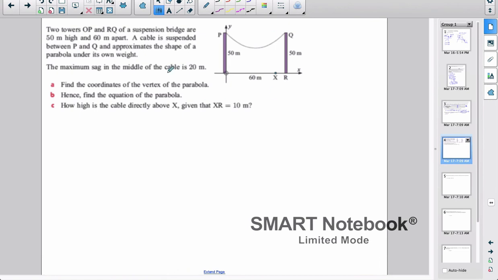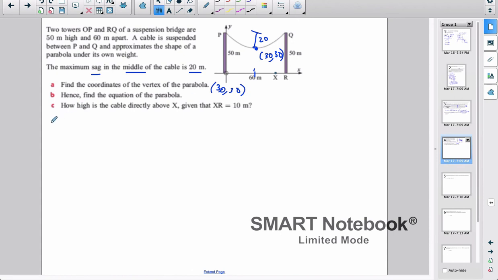Next one here, we have a tower bridge, a suspension bridge, and we have the data here. The maximum sag in the middle is 20. So that means this distance is 20. Which means that this vertex is going to be halfway across, so that's 30, and 30 is the y value as well because this is 50 minus 20, which is 30. So we know the vertex, so we can start with vertex form. Part A just asked you for the vertex, so that's (30, 30).